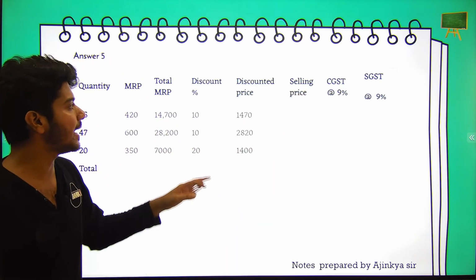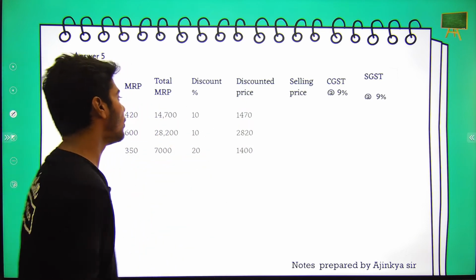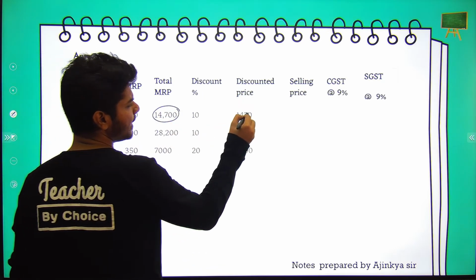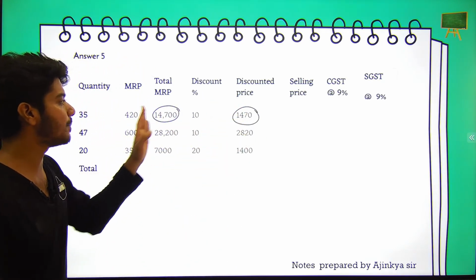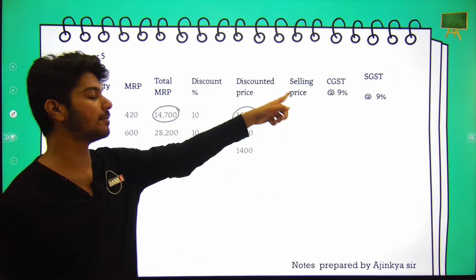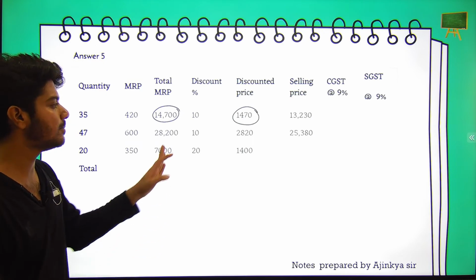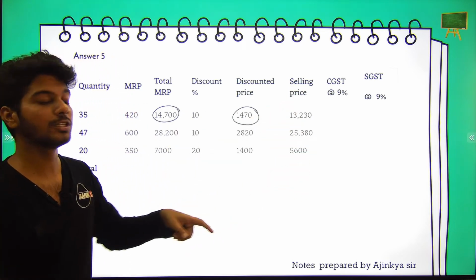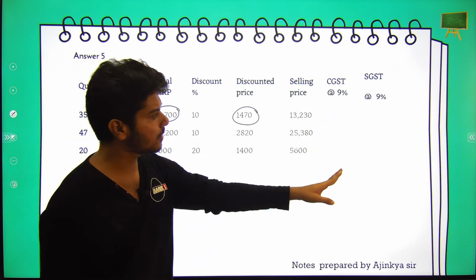Okay, let's calculate the selling price: subtract the discount price from the MRP. So this is the total MRP and this is the discounted price. Let's subtract both of these. You will get the selling price. This is 13,230. Similarly you will get these. Okay, so these are the selling prices which you will get. Then we'll calculate 9%. Just a minute.